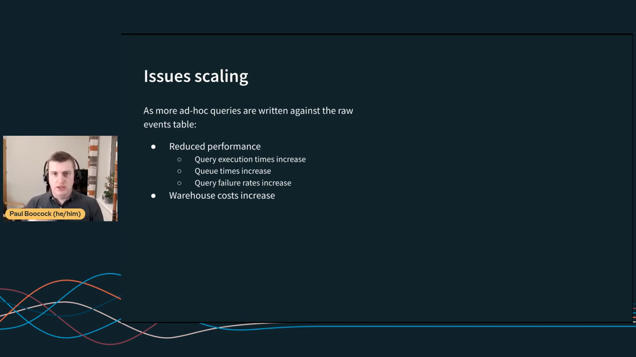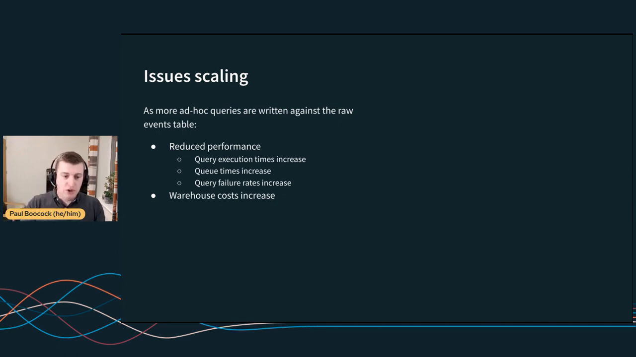Our queue times, as in, we've only got a certain amount of queries we can run in parallel on our warehouse, may increase. We're waiting longer to get a slot to run our queries. And equally, we might then start seeing increased query failure rates. Query failure rates could be caused by memory limitations of our data warehouse.